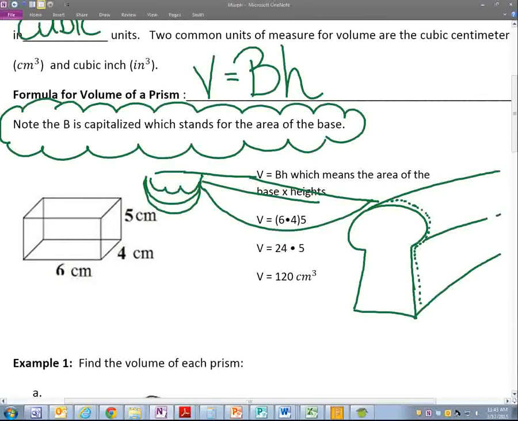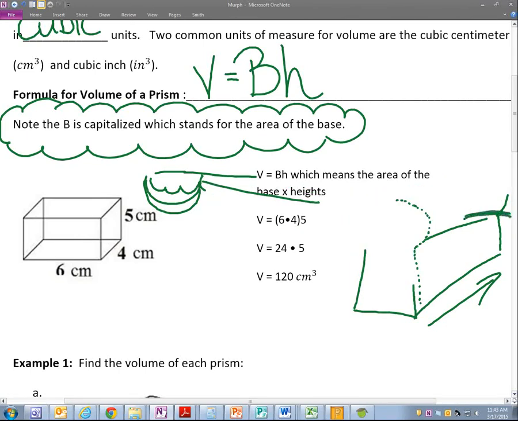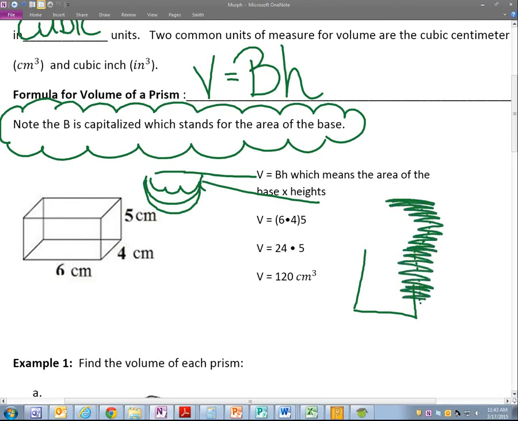I need to find the area of that slice. But if I want to know how big it is, I also have to find out how many slices there are, how big and deep. And the way that we do that is we multiply it by the height of our shape. So just think of things as a slice of the base.